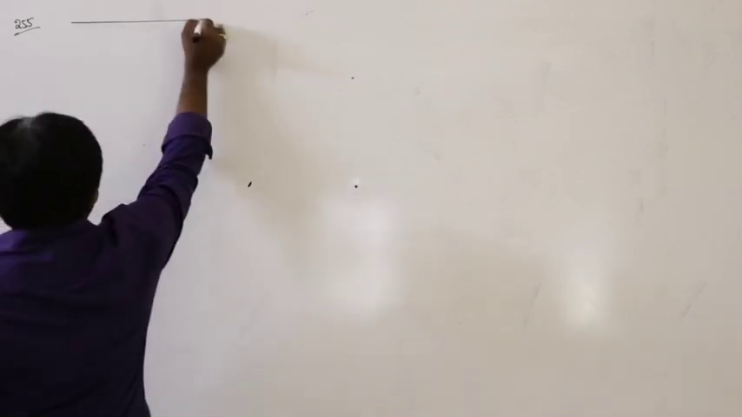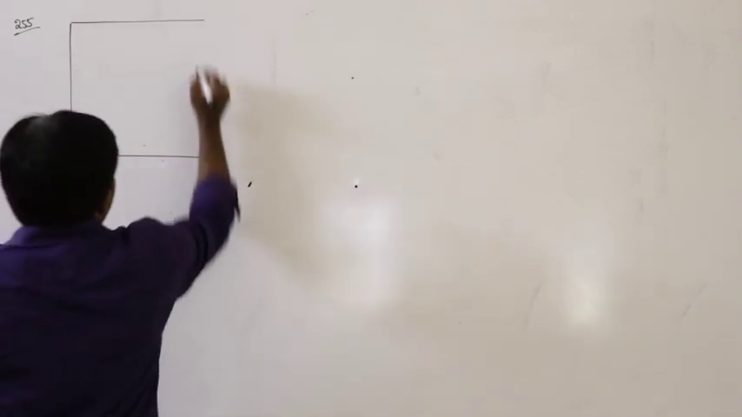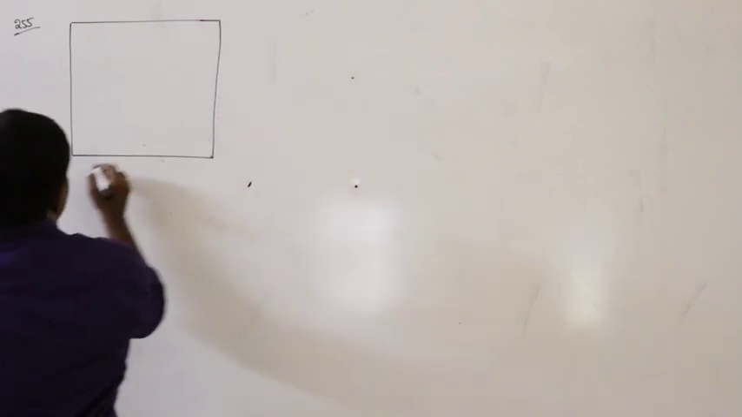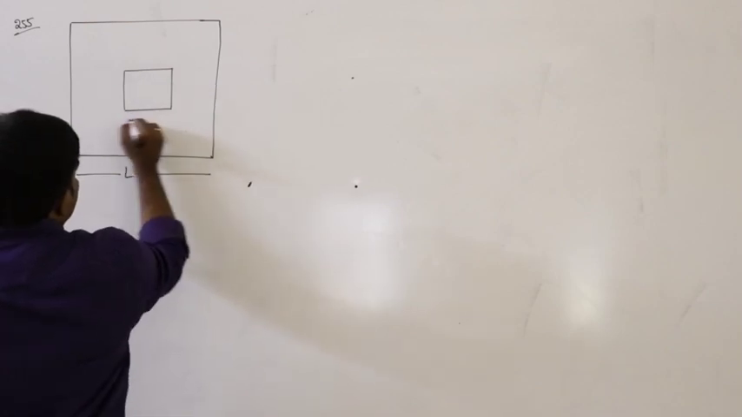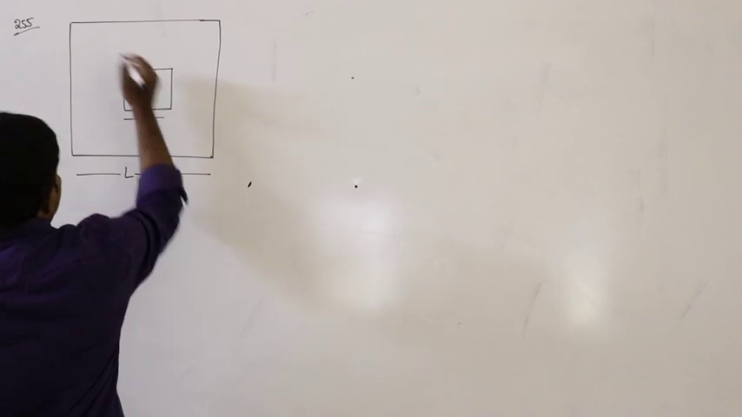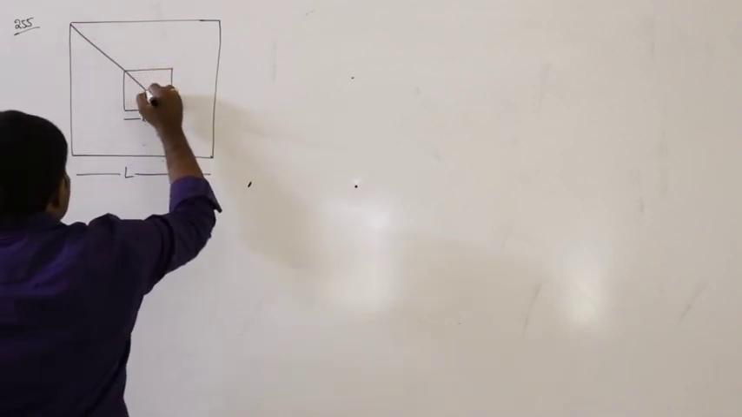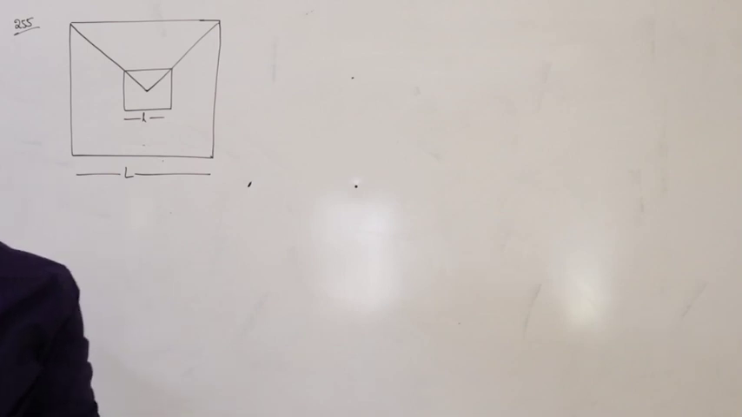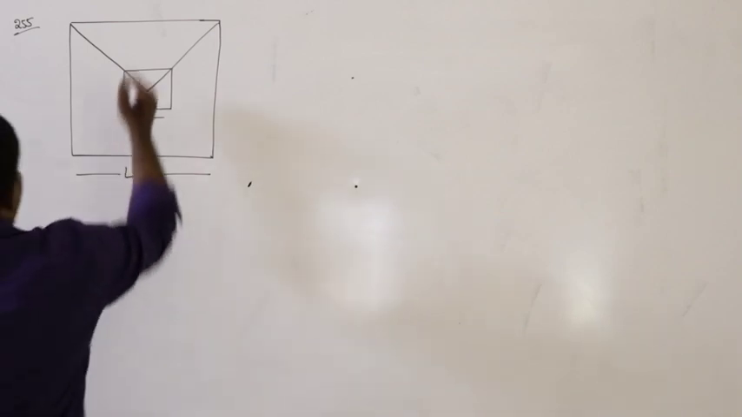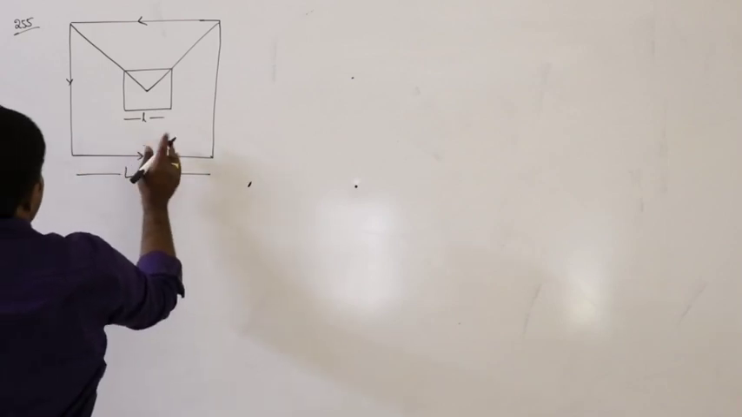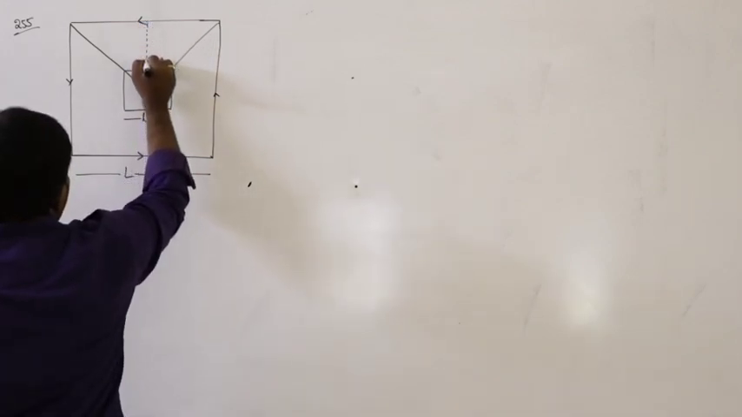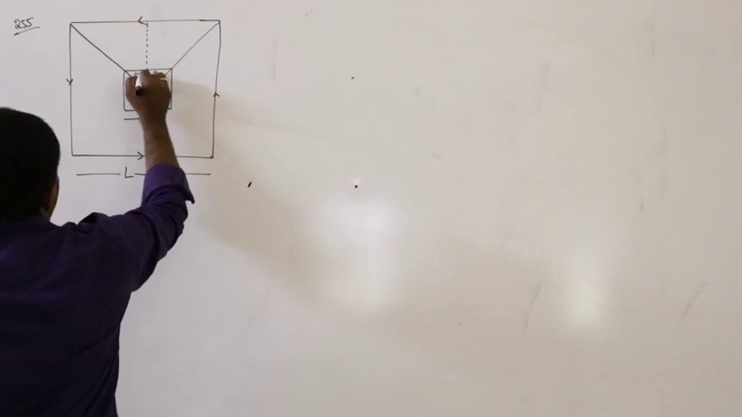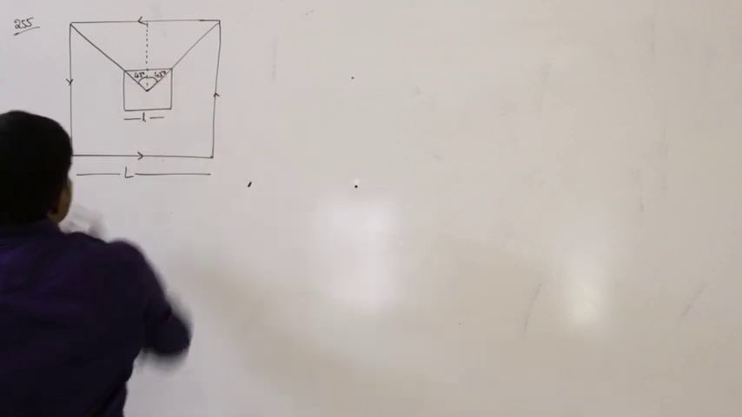So the given question is this: this is the outer loop of length L and this is the small loop of length small l. This is the center. First we have to calculate the mutual inductance. Here the current passes through the outer loop, say as per the given diagram. First we have to calculate the magnetic field produced due to the flow of current here. So this is 45 degrees and it is also 45 degrees.